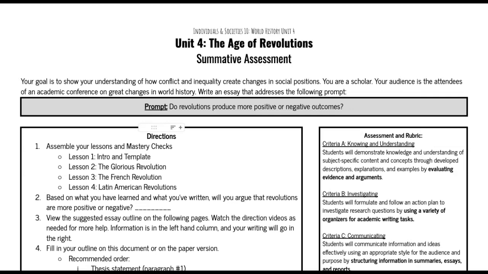Hi everyone, this is Ms. Granger. In this video, we're going to go over the optional paragraph all about the counter argument.